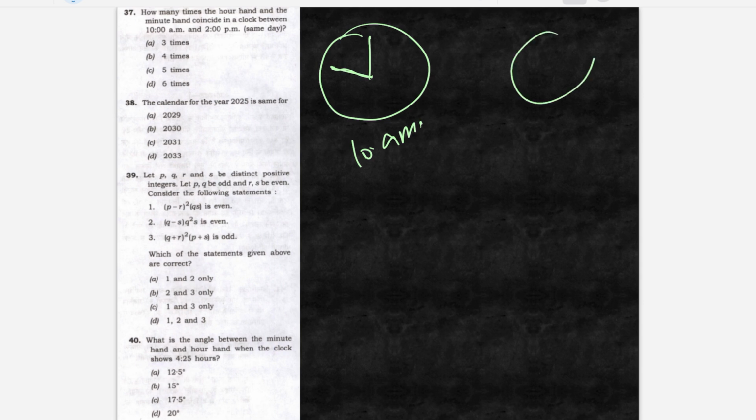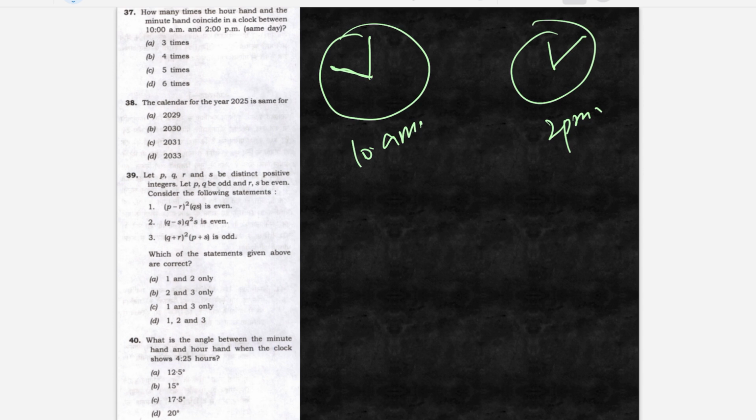But question number 37 is an easy kind of clock question. Just visualize how many times the hour hand and the minute hand coincide in a clock between 10 a.m. and 2 p.m. This is the clock at 10 a.m., and this is how the clock is at 2 p.m. So in this 4-hour gap, how many times do the hour hand and the minute hand coincide?